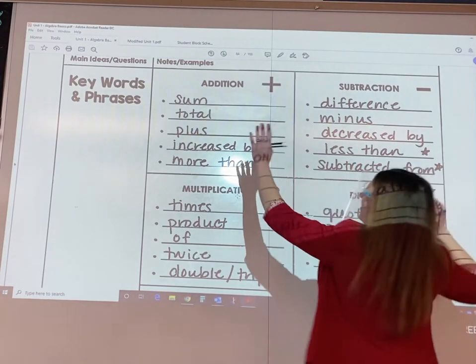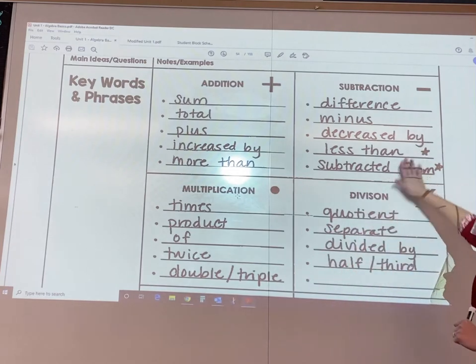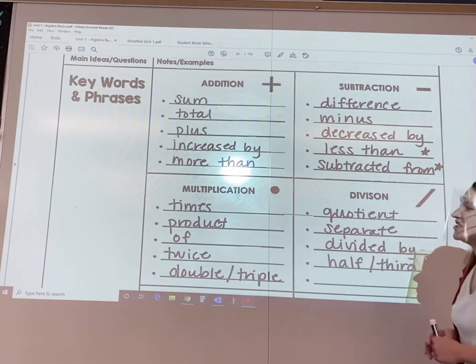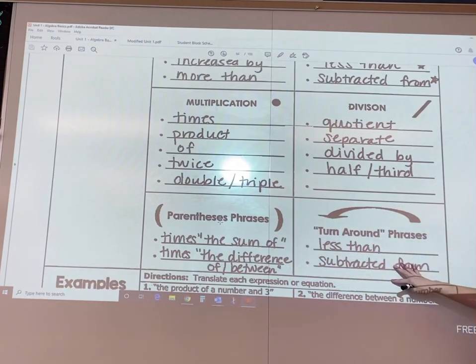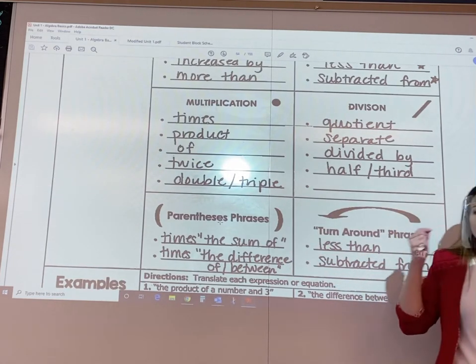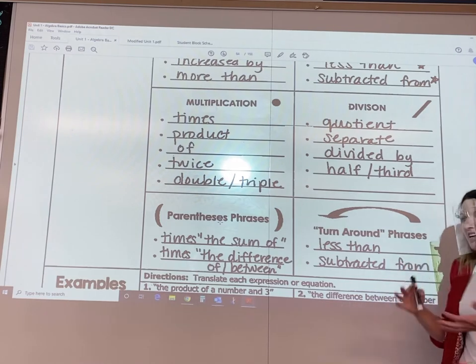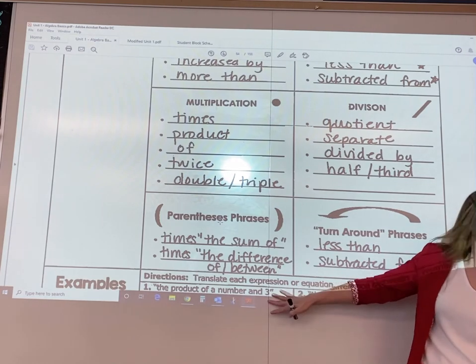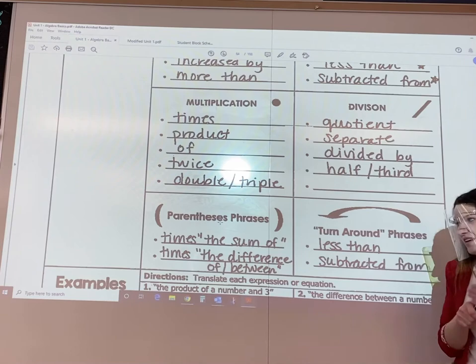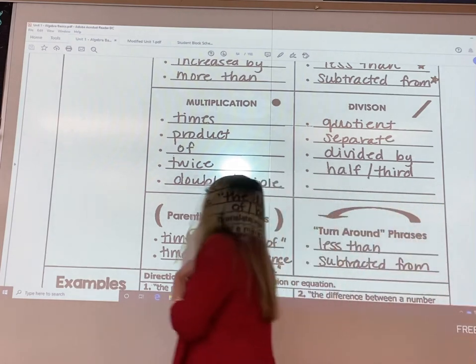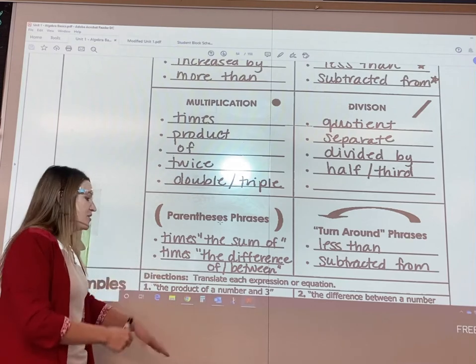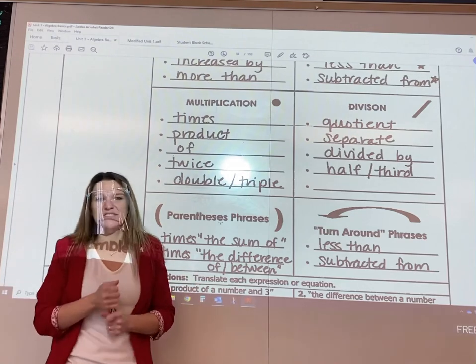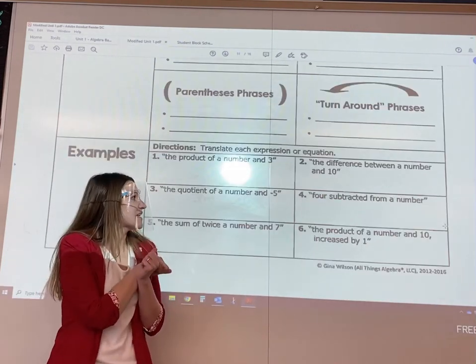All right, here's all of our words for addition, all of our words for subtraction, multiplication, and division. Right below that, we have parentheses phrases and turnaround phrases. Just being able to familiarize yourself with this will help you translate all of these words into an expression or an equation. And we'll get there in just a second. So let's look for these words, and then it'll make a lot more sense, and it'll help you to translate those into those expressions. Let's take our first example.